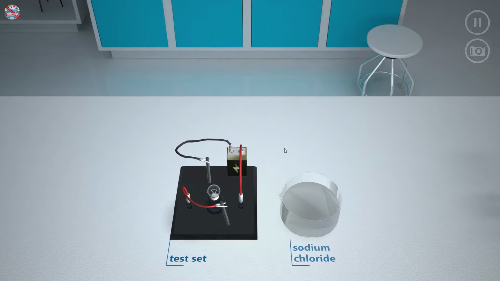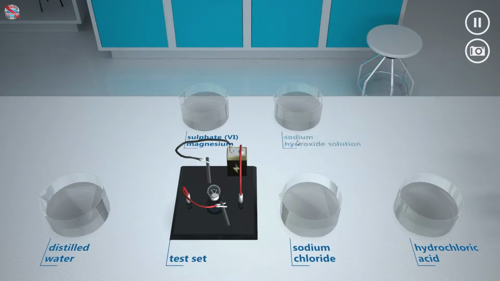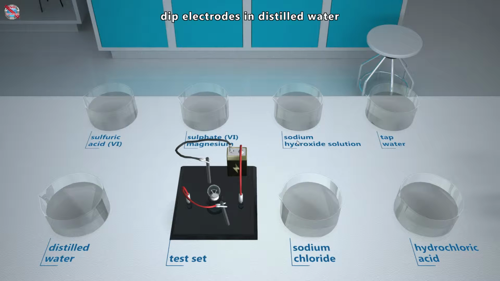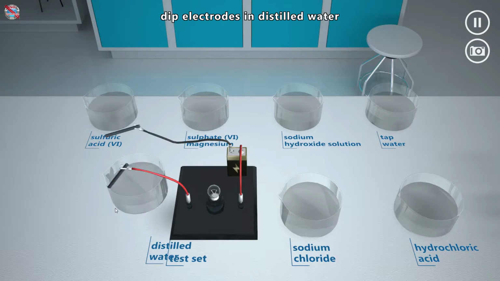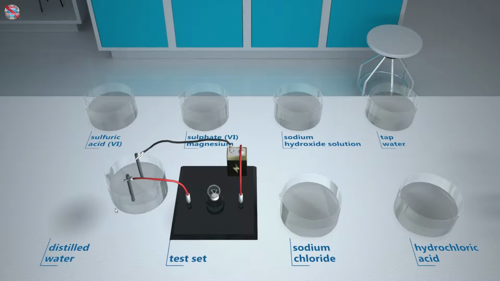Let's see what happens when we dip electrodes in distilled water. Distilled water, water which thanks to distillation does not contain mineral salts or most other substances which contaminate it, as you can see, does not conduct electricity. It is used everywhere a very high purity of water is required. Car batteries or irons.